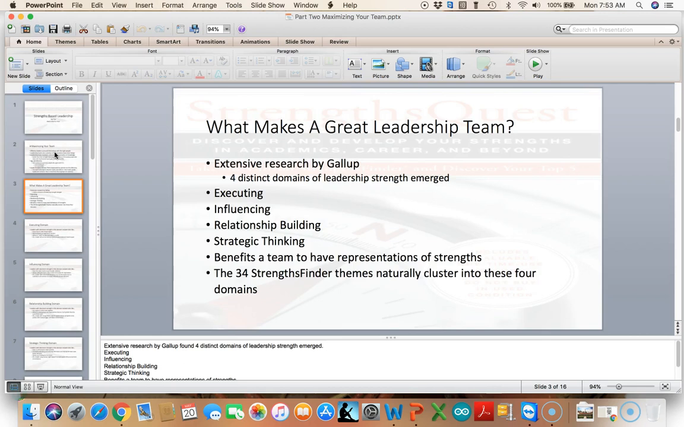What makes a great leadership team? Extensive research by Gallup found 4 distinct domains of leadership strength emerge: executing, influencing, relationship building, strategic thinking. These all benefit a team to have representations of each of these strengths. The 34 StrengthsFinder themes naturally cluster into these 4 domains.